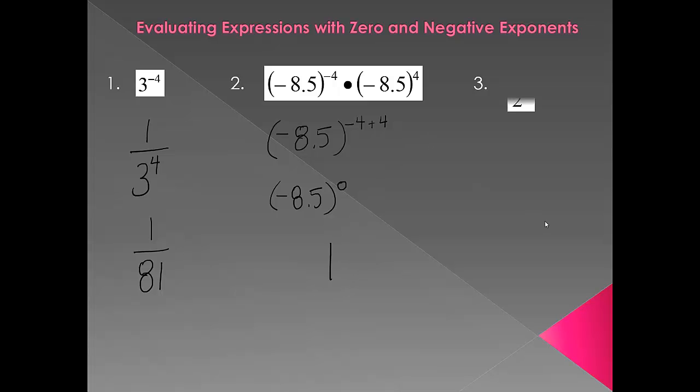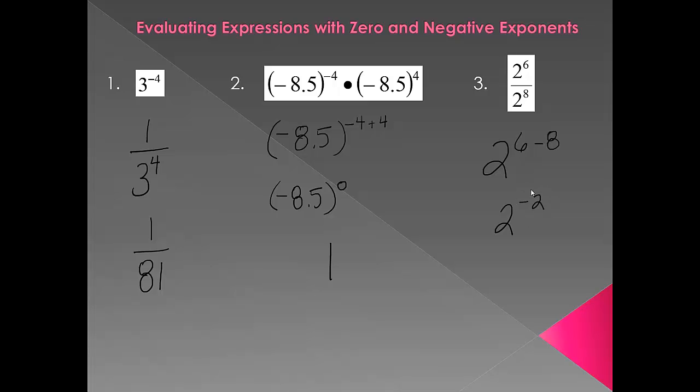And now for number 3, we have 2 to the 6th power divided by 2 to the 8th power. On this problem, we're going to use our quotient of powers property to help us solve. We have the same base and we're dividing, so we'll subtract our exponents. So we have 2, and then for our exponent we have 6 minus 8. 6 minus 8 is negative 2. So we have 2 to the negative 2 power.